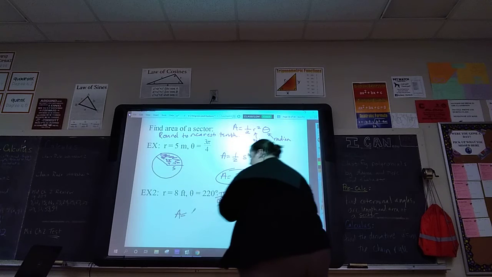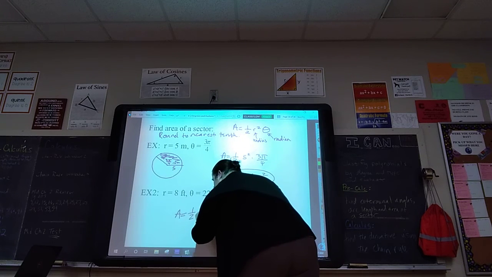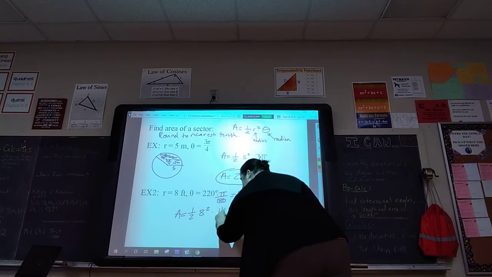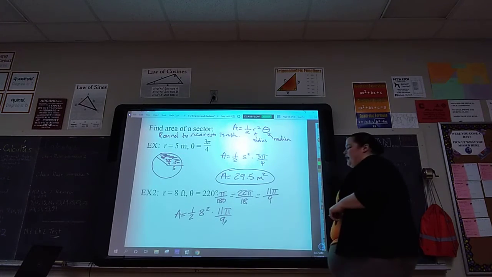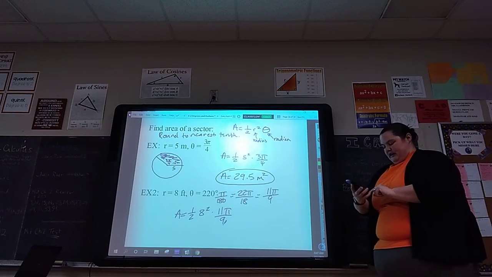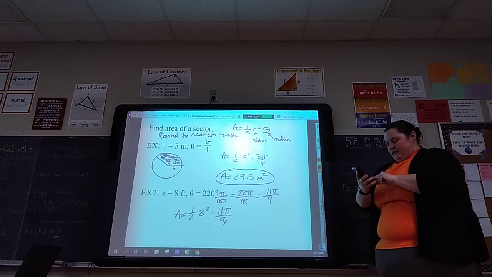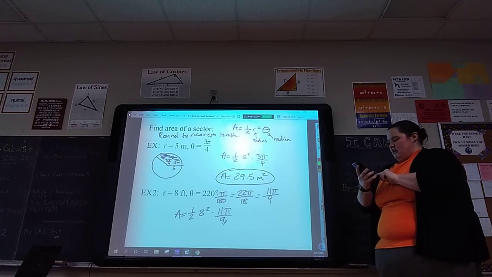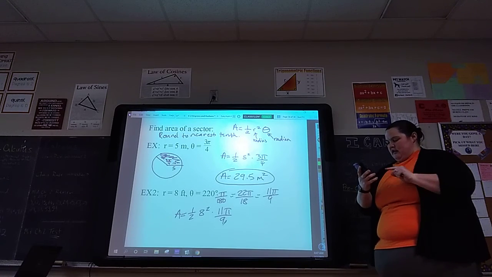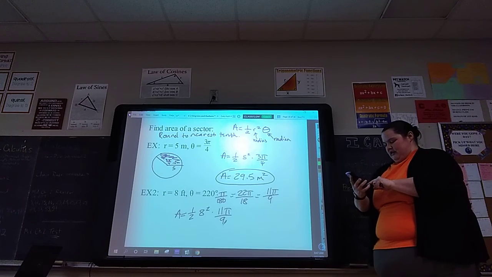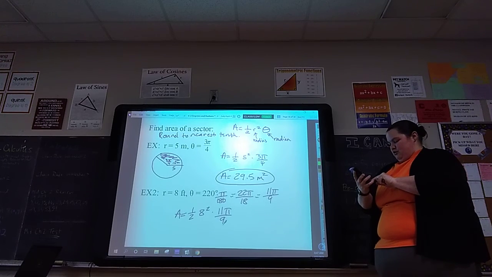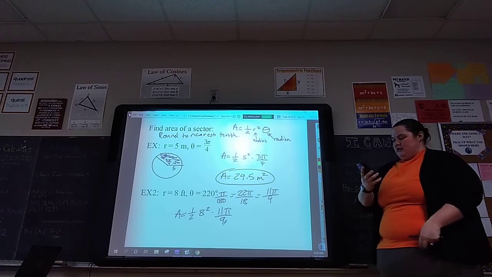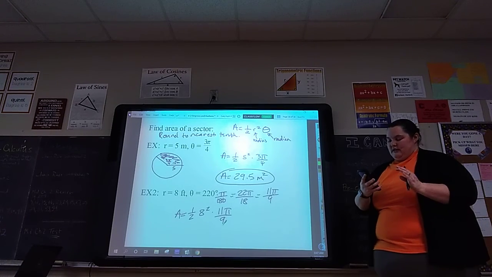So again, we have our area, 1/2 radius squared times our angle. 11 pi over 9. Okay. Again, if you left it in a different format, you should still get the same answer. So 8 squared versus 64, half that. 10 times 11 pi. And then divide that by 9. Make sure that works. 64 times 11 times pi divided by 9. So 122.89 or 887.